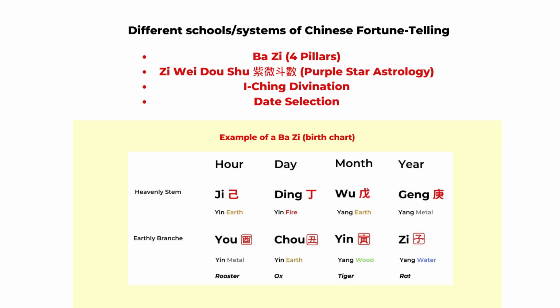Or maybe you are more interested in reading birth charts, such as 八字 or the Ziwei, the purple star astrology. Again, the basic theory is the same, but they all have different focus. So once you are good at the basic theories, everything will be a lot easier.